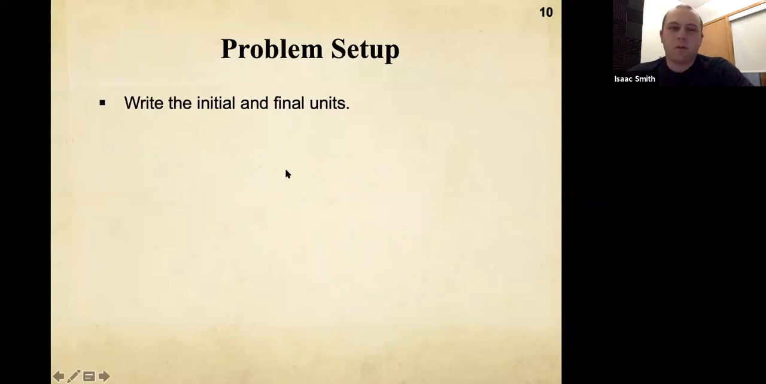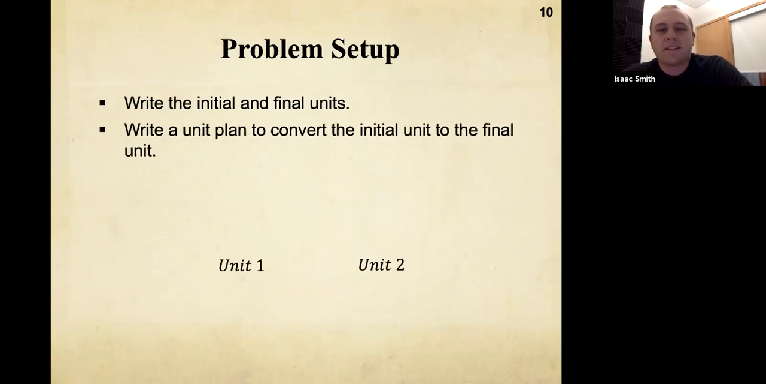So setting up the problem, we're going to walk through a few steps here. What I like to do is write the initial and the final units, and we'll walk through this in the context of problems coming up in a sec, okay? Then you write a plan to convert the initial unit to the final unit. So we need some kind of conversion factor that takes us from unit 2 to unit 1 or from unit 1 to unit 2, okay?